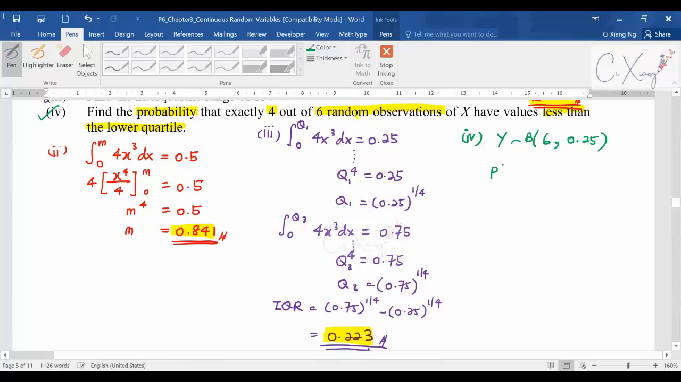Okay, and then what they want you to calculate is y equals 4. So if you continue from here, it is 6C4, 0.25 to the power 4 and 0.75 to the power 2. Therefore, you will get 0.0330.